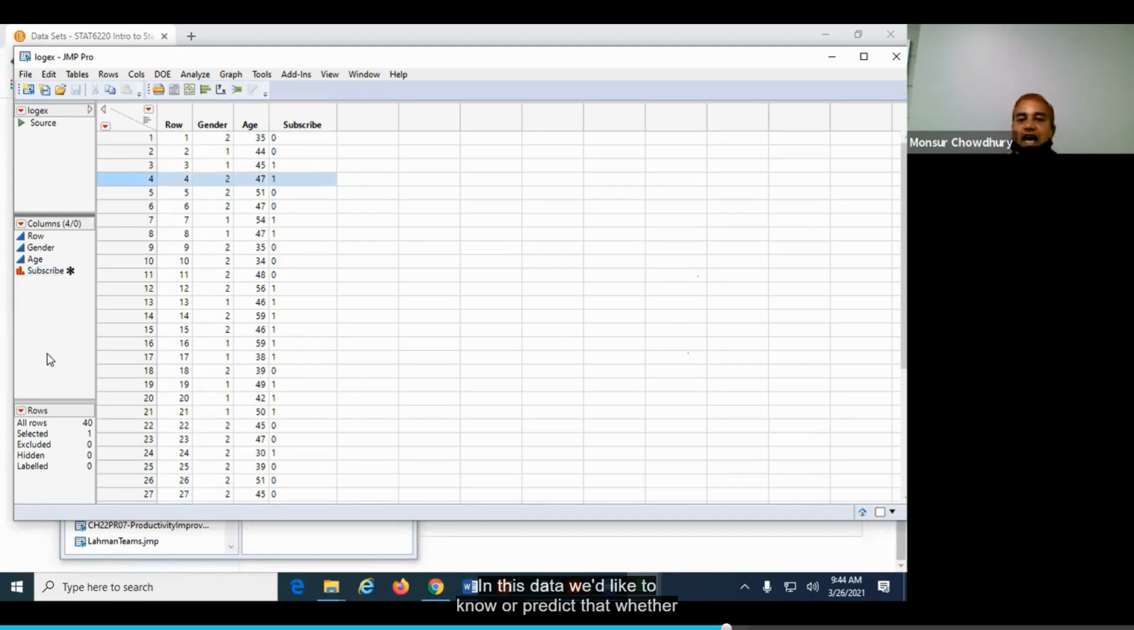So in this data, we'd like to predict whether a person will subscribe to a newspaper based on their age. Here you can see the variable subscriber is categorical with two categories: 0 means they will not subscribe, and 1 means they will subscribe. Age is a continuous predictor.